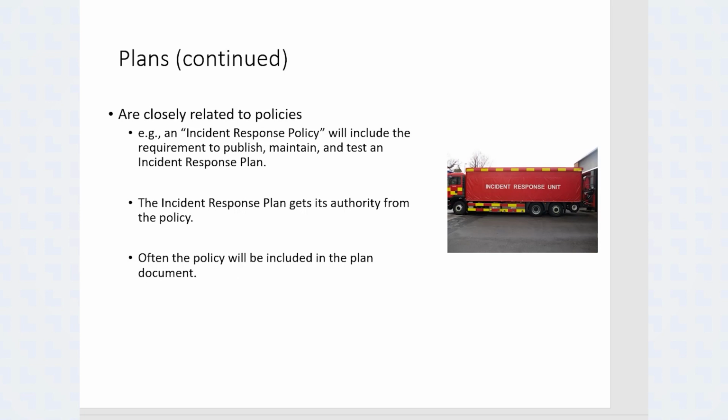Plans are closely related to policy. So you can have an incident response policy, and that will include a requirement to publish, maintain, and test the plan. Right? The incident response plan gets its authority from the policy. Often the policy will be included in the plan document, right? So these are interrelated items, you can say.